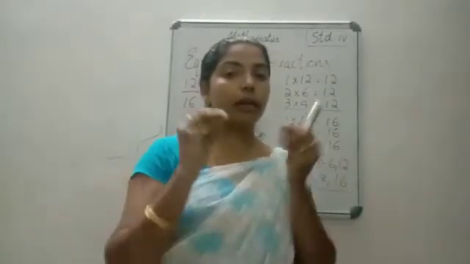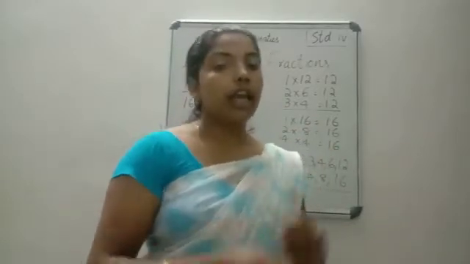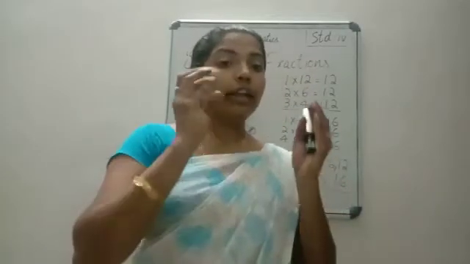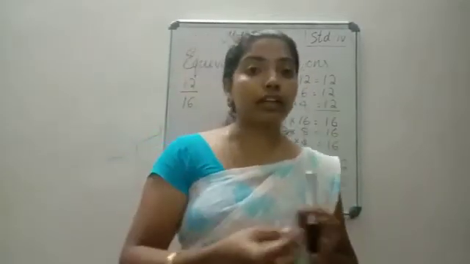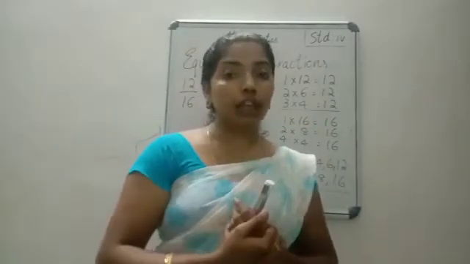Students, now we studied how we can find equivalent fractions by multiplying the numerator and denominator with a number. In the same way, we can find equivalent fractions by dividing with the common factors of the numerator and denominator. By dividing with the common factor.